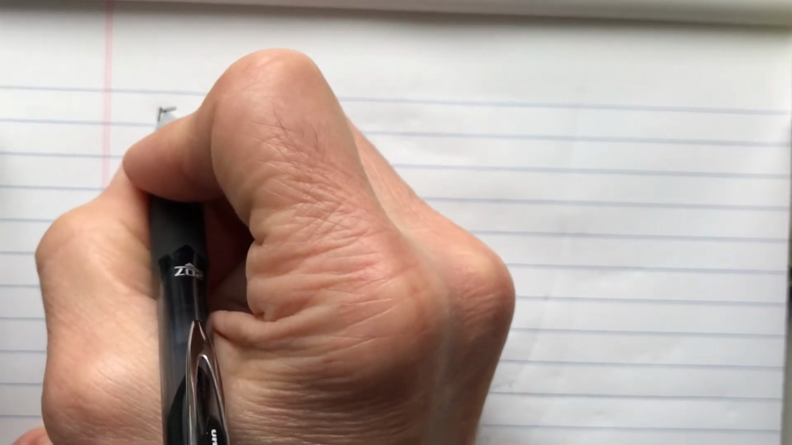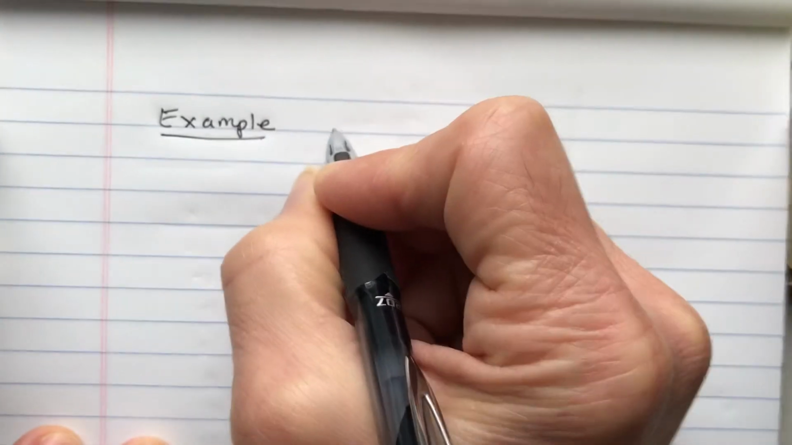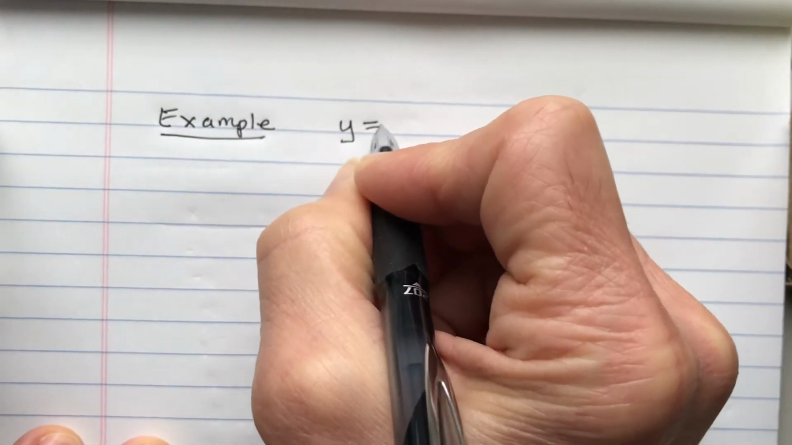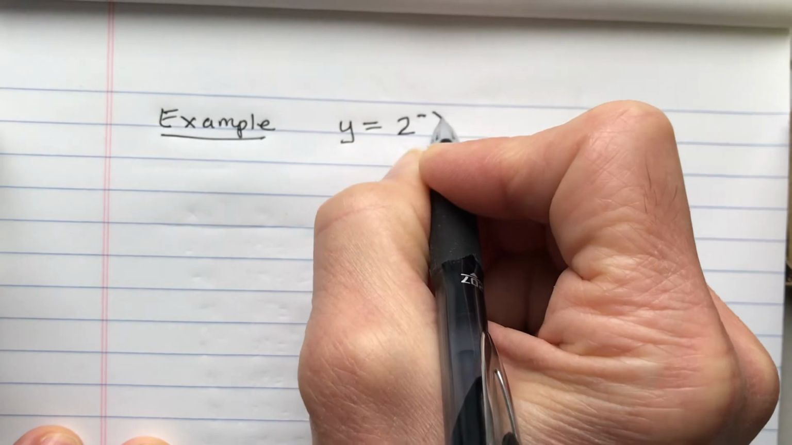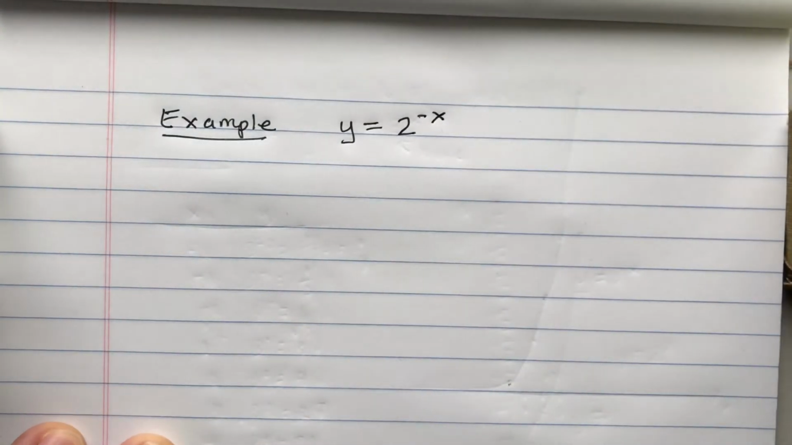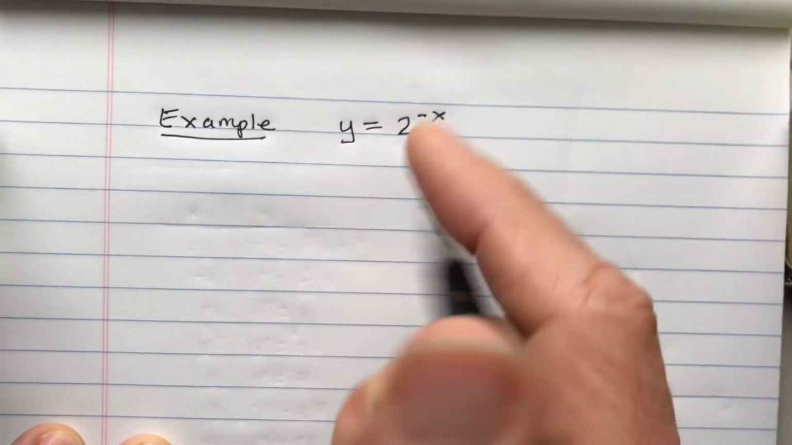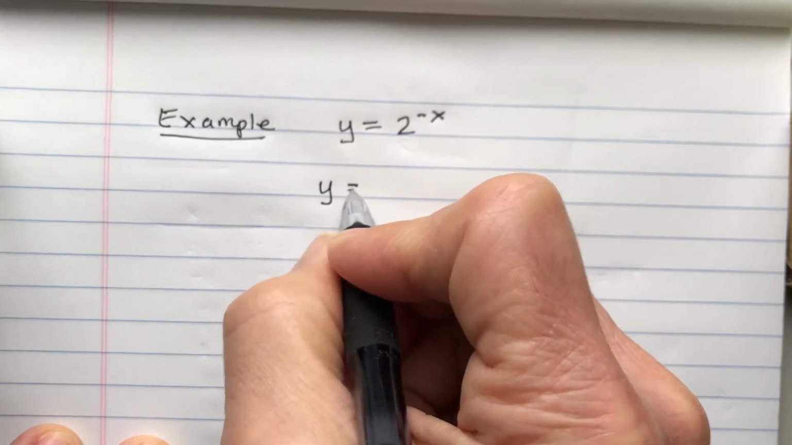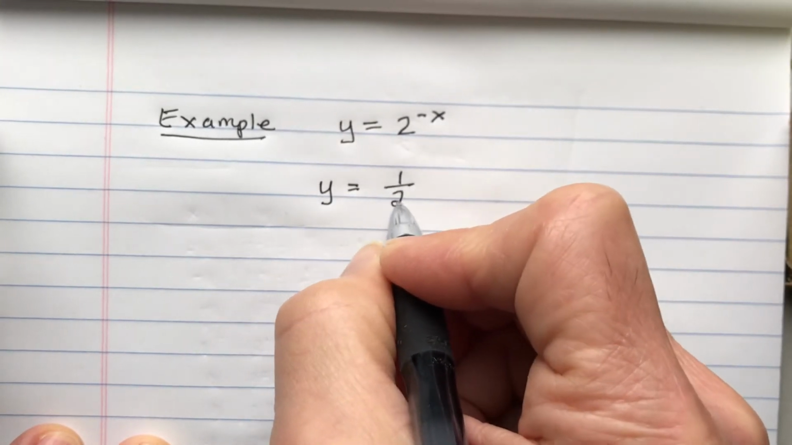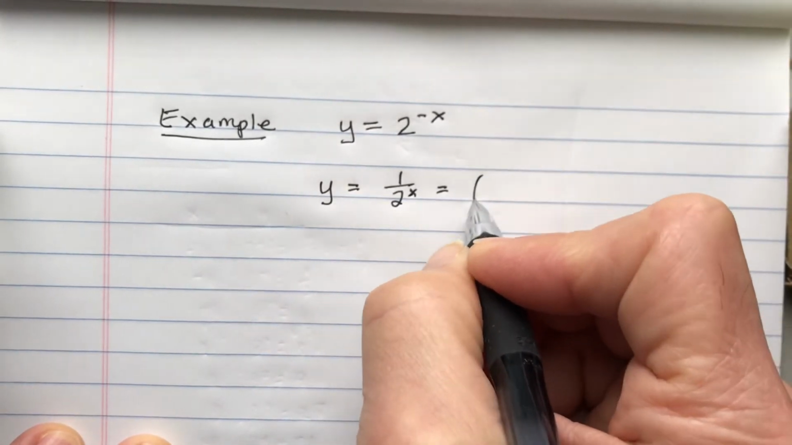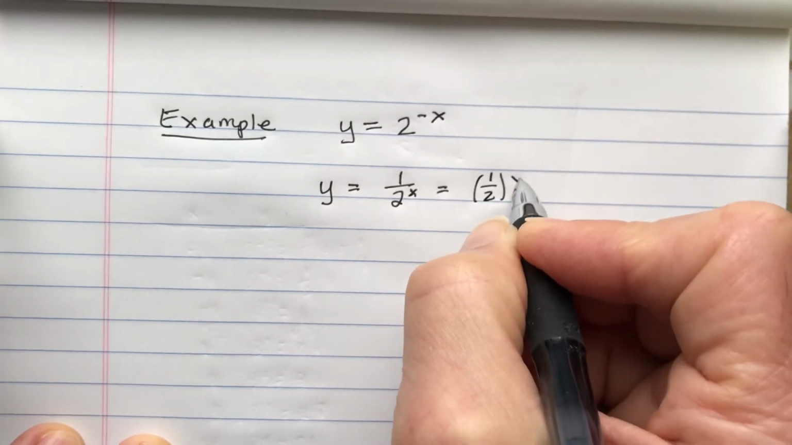In this example, we examine the function y equals 2 to the minus x power. This is a convenient way to write this function, but another way to write it is 1 over 2 to the x, which is the same thing as 1/2 to the x power.